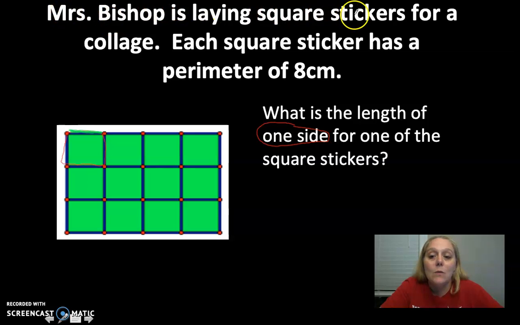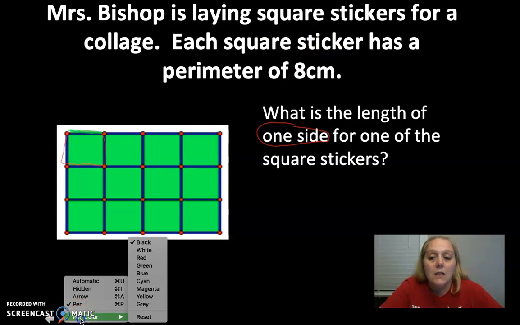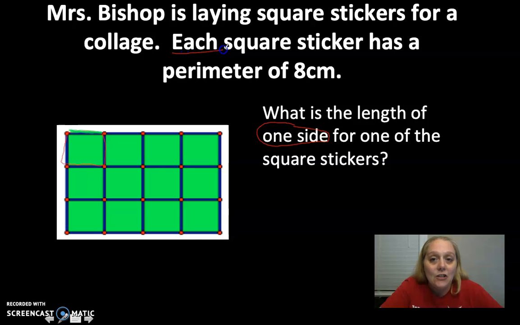So it says Miss Bishop is laying square stickers for a collage. So obviously I laid 1, 2, 3, 4, 5, 6, 7, 8, 9, 10, 11, 12 square stickers. Each square sticker, so let's go back. I'm going to change my pen color here. It says each square sticker. So it's saying each one of these square stickers has a perimeter of 8 centimeters. This square sticker has a perimeter of 8 centimeters, and so does each one of these.